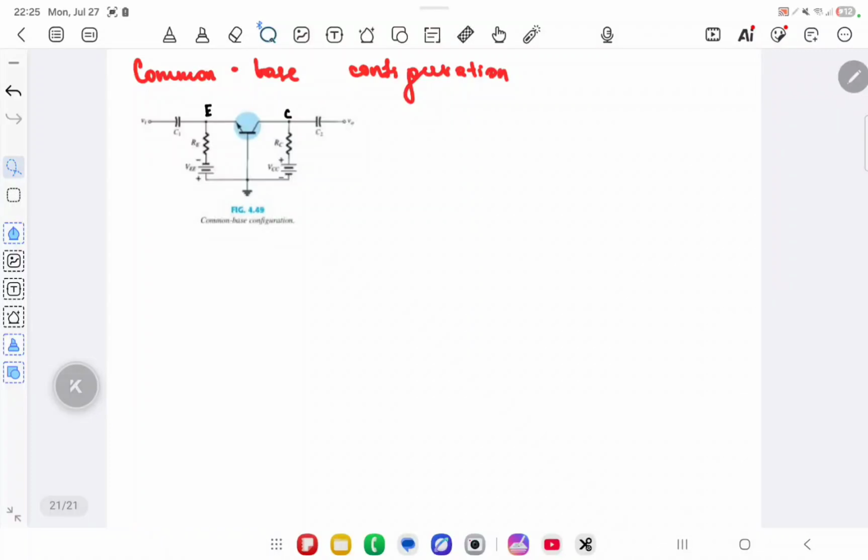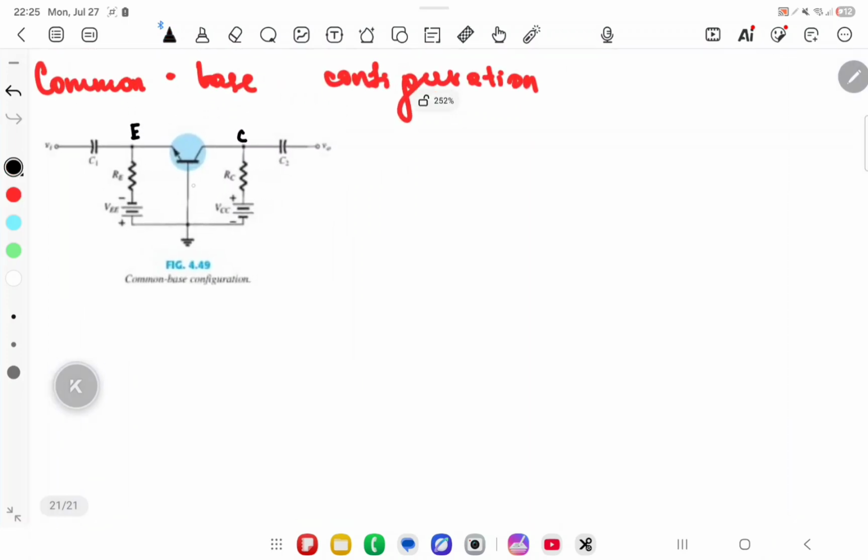So today I'd like to explain what a common base configuration is. It actually looks more formidable than it is. In fact, it might be even easier than the voltage divider bias configuration. It's all the same transistor, just from a different perspective. The emitter, collector, and base all remain the same.